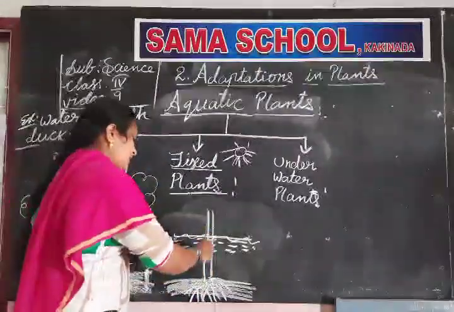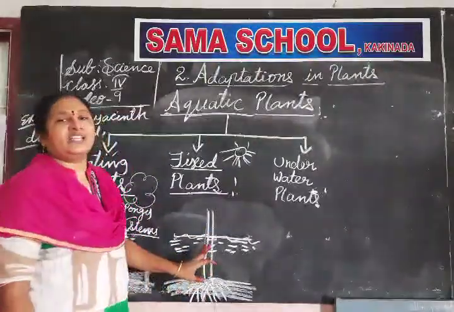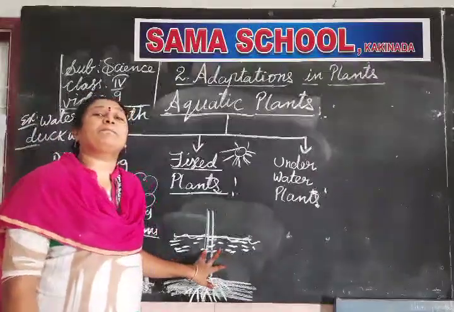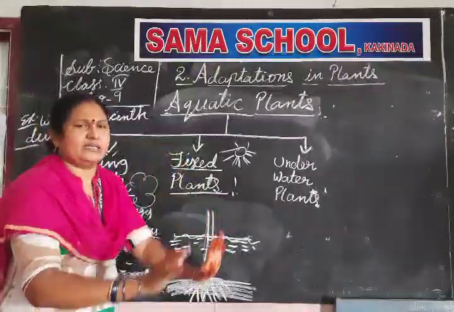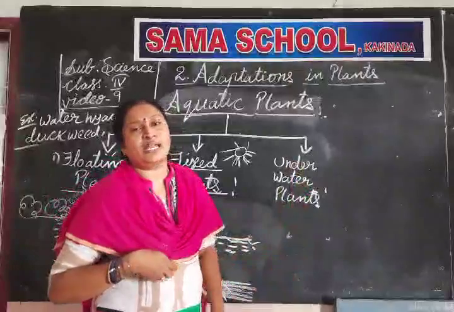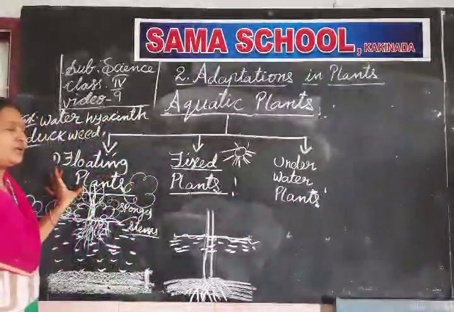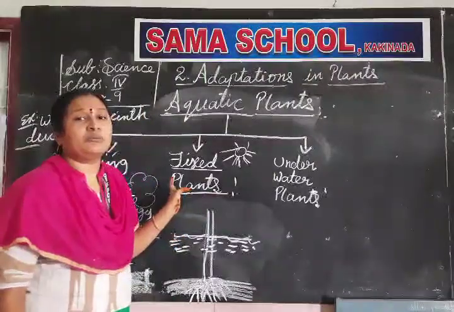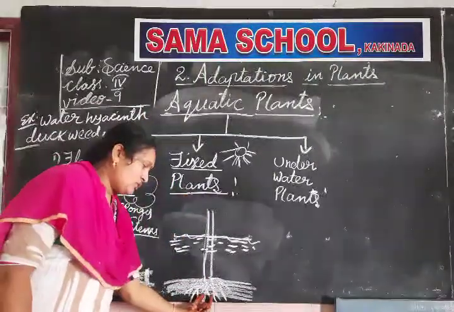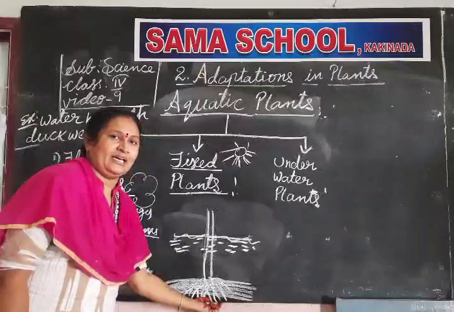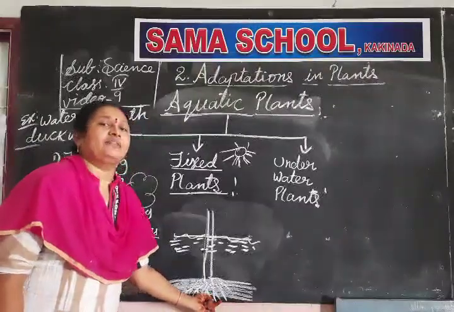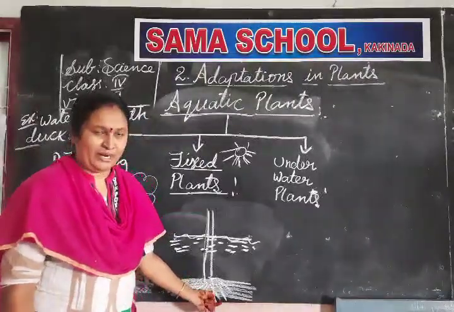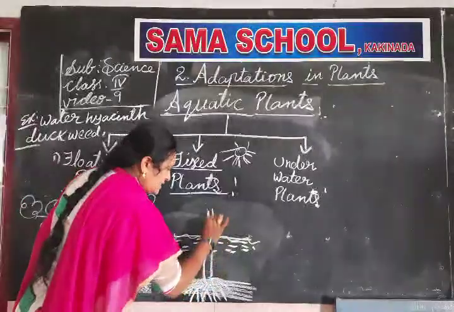Because of the fixed roots, these plants cannot move from place to place. These are in a permanent place, like terrestrial plants. Only the floating plants move from place to place. But these fixed plants cannot move because their roots are fixed in the mud at the bottom of the water. That is one feature.